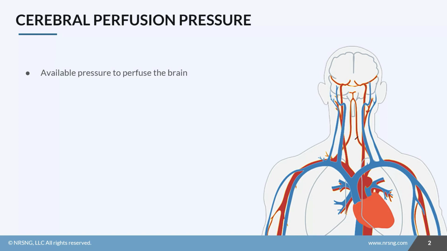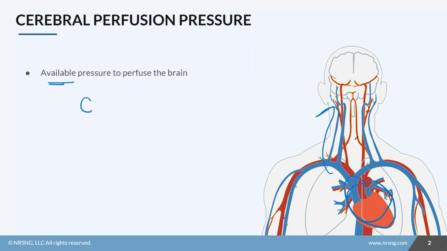So, when we're caring for a patient with increased intracranial pressure, one of the most important things that we need to consider and monitor is the cerebral perfusion pressure, or CPP. So, what is CPP? Well, CPP is the amount of pressure available to get the blood from the heart or the systemic circulation up into the brain to perfuse it.